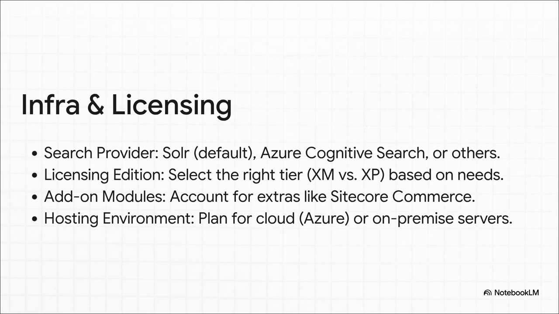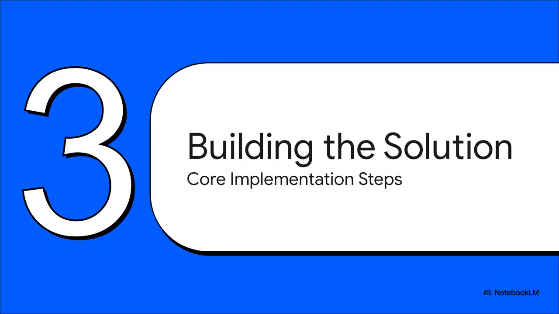And the planning doesn't stop there. You've also got some big infrastructure choices to make. You'll need to pick your search technology, select the right Sitecore license, like do you need XP for the full-blown marketing and personalization suite, or is XM for pure content management enough? And of course, you have to decide where this whole thing is going to live, in the cloud or on your own servers.